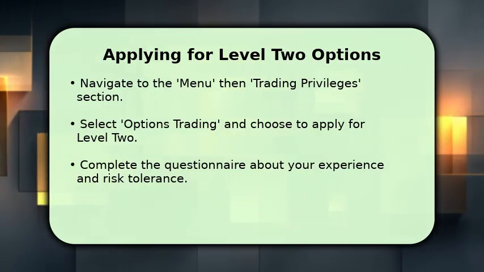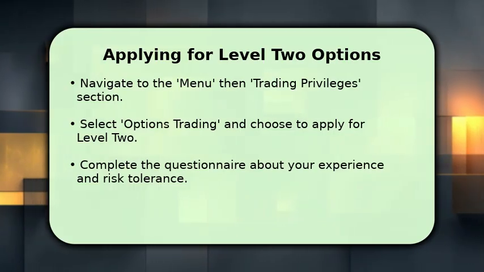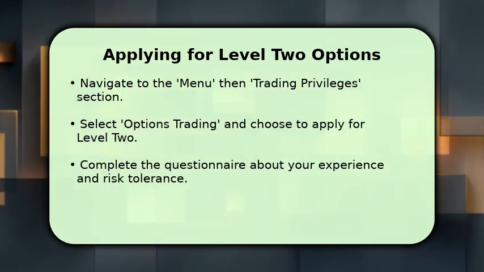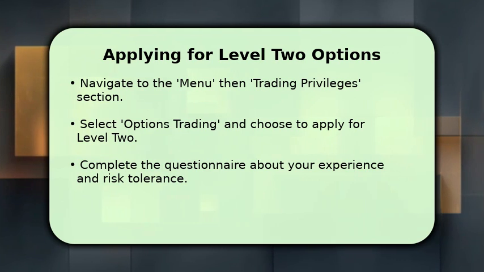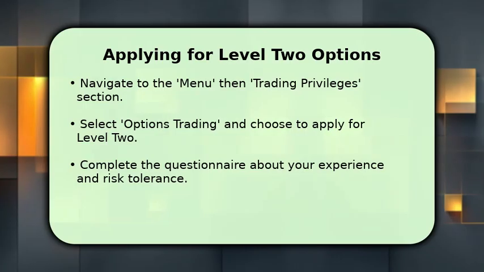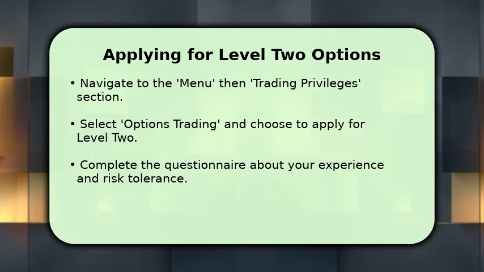Applying for Level 2 options is straightforward. Open your Webull app, go to the menu, and then select Trading Privileges. From there, find Options Trading and choose to apply for Level 2. You'll complete a questionnaire about your trading experience, financial background, and risk tolerance. Be honest, as this helps Webull determine your appropriate trading level.